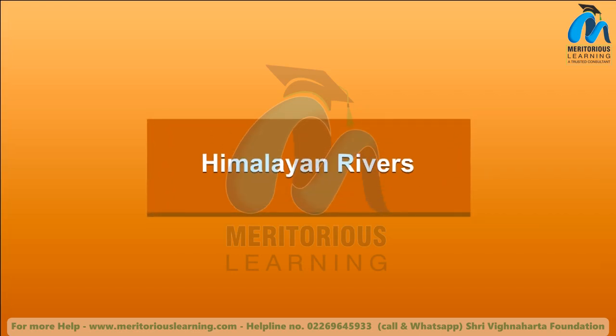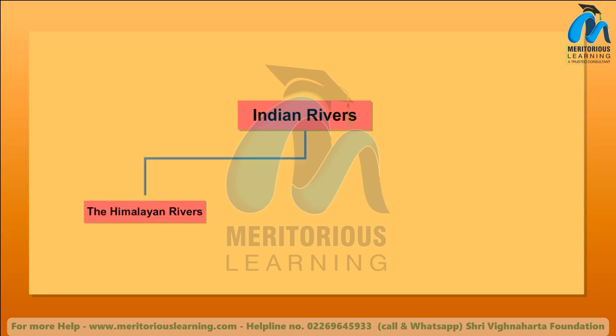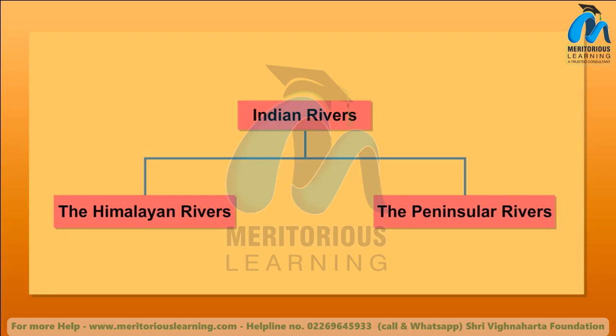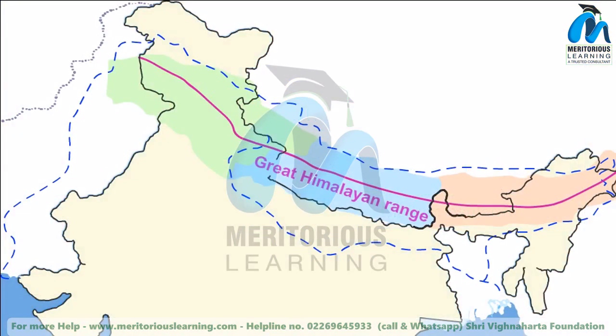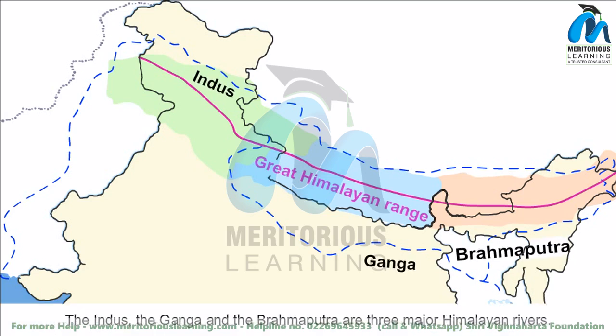Himalayan Rivers. The Indian rivers are divided into 2 major groups. 1. The Himalayan Rivers. 2. The Peninsular Rivers. Himalayan Rivers. The Indus, the Ganga, and the Brahmaputra are 3 major Himalayan rivers. They are perennial in nature.